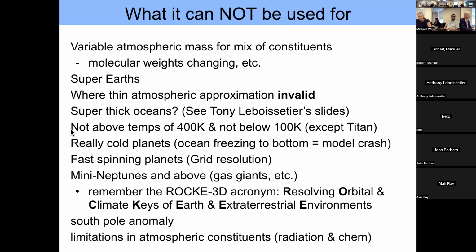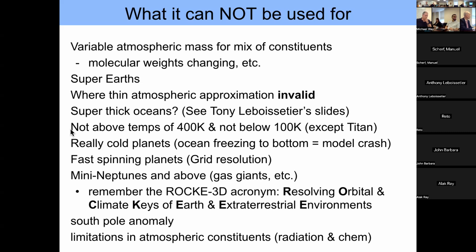And then I have here, not above temperatures of 400K and not below 100K, except for Titan. That's because our radiative transfer scheme has limitations. So if you think your planet's going to be much warmer than around 400K, the chances are our model's not a good candidate to be running for that system, because the radiative transfer will crash because it's not valid for temperatures above that. It might actually keep running for a while, but eventually will become very unhappy.